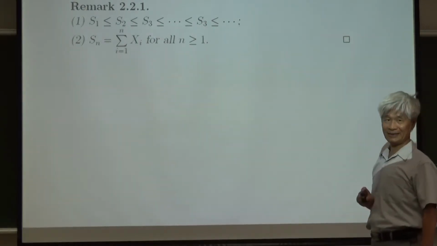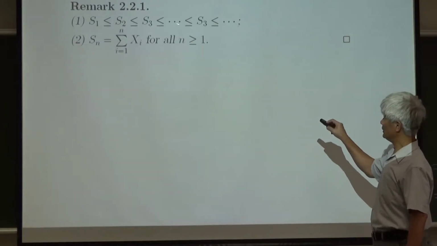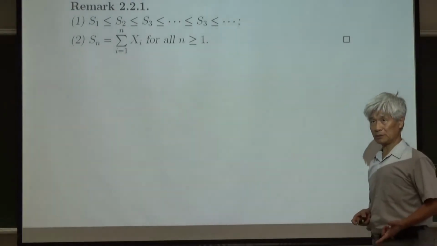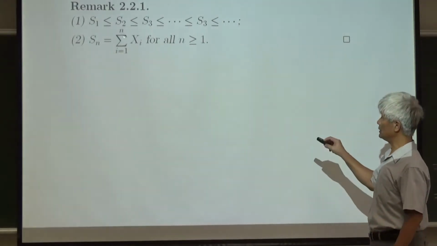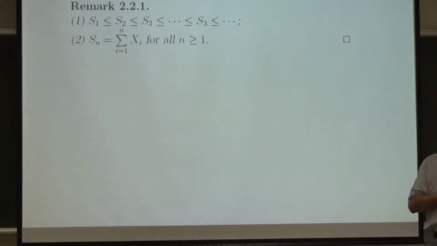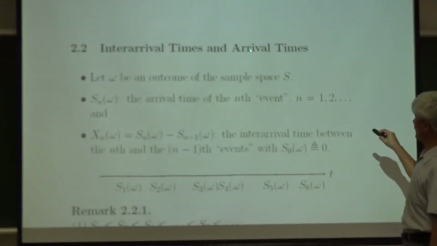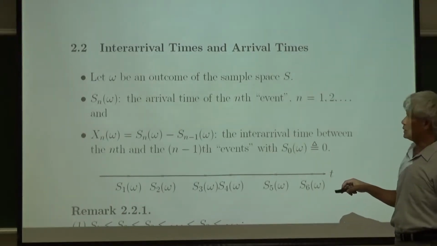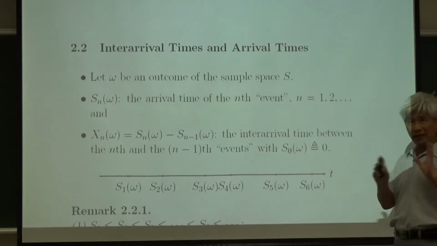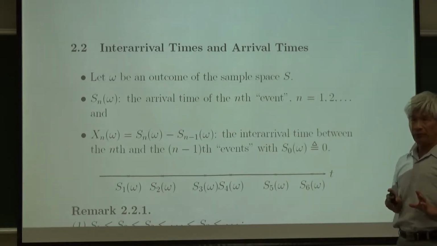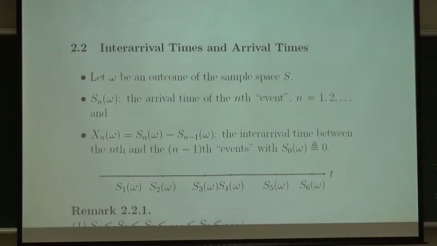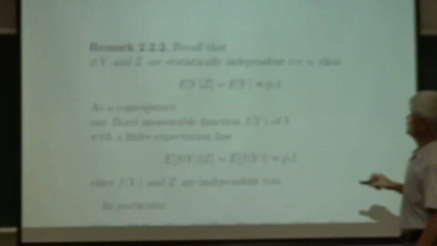Another typo here. If we know the arrival times, then we know the interarrival times. Conversely, if we know the interarrival times, then we can know the arrival time of the nth event. So the description of a point process by arrival times is equivalent to the description by interarrival times. They provide the same information about this random phenomenon. Any questions about the definition of interarrival times? Okay, good.